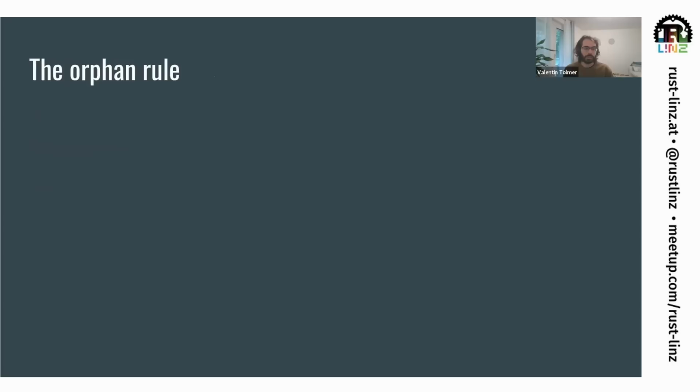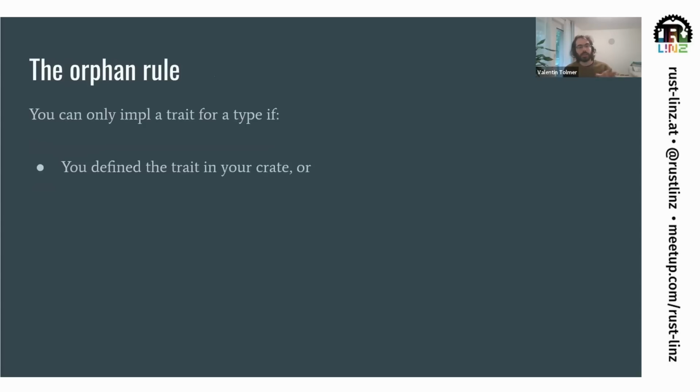So the orphan rule states that you can only implement a trait for a type if you either define the trait in your crate or you define the type in your crate. So it means that when you want to implement a trait for a type, you have to own at least one of the two, or both.